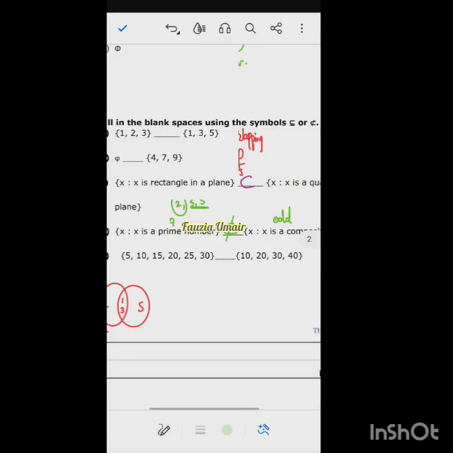All right. So last one, what do you say? One is multiples of 5, and the other is multiples of 10. So do you think it's a subset? 5, 10, 20 and 30. Is the first set a subset of the second set? No, ma'am. The first set is a superset of the other set. Superset, yes. So it's not a subset.